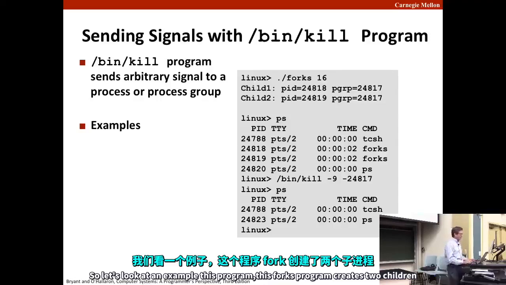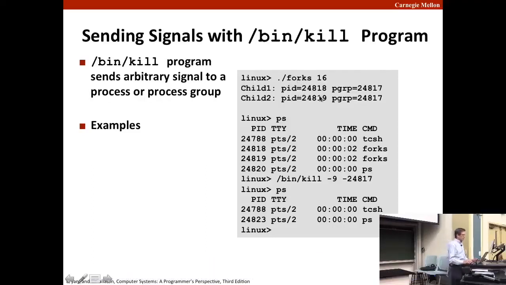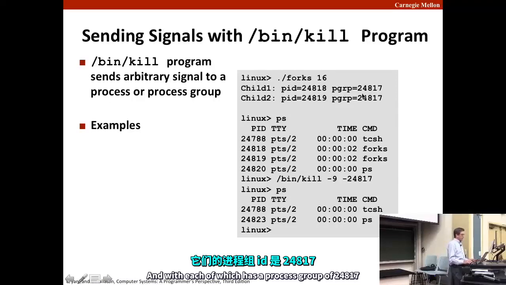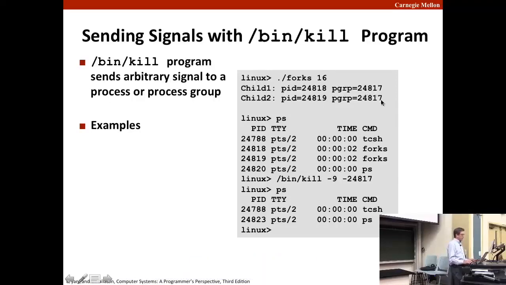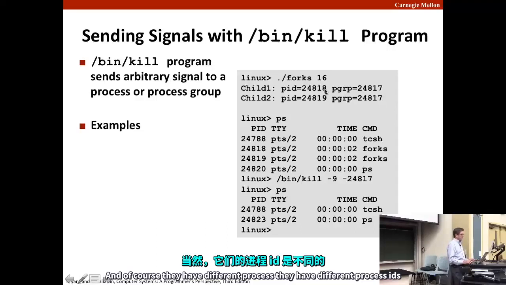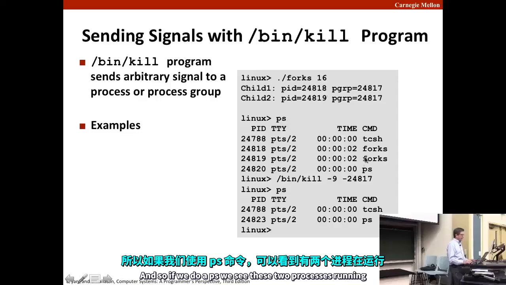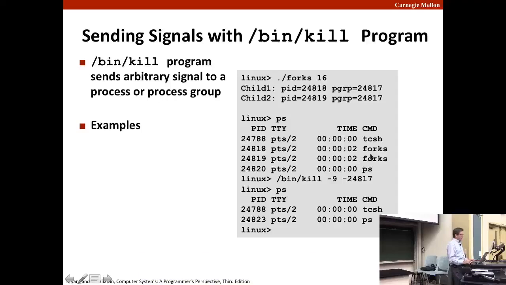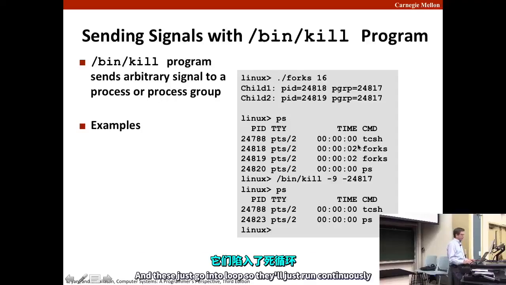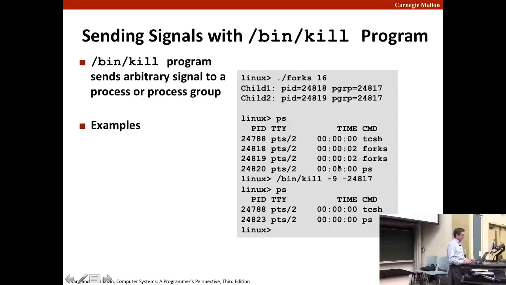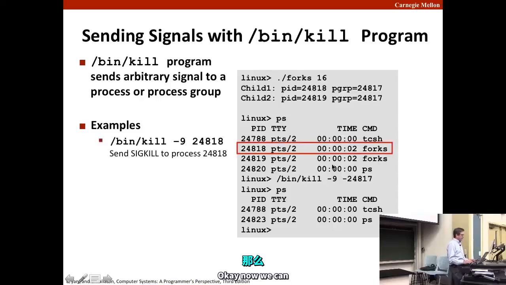Let's look at an example. This forks program creates two children, each of which has a process group of 24817. Of course, they have different process IDs. If we do a ps, we see these two processes running, and they just go into loops, so they'll run continuously.